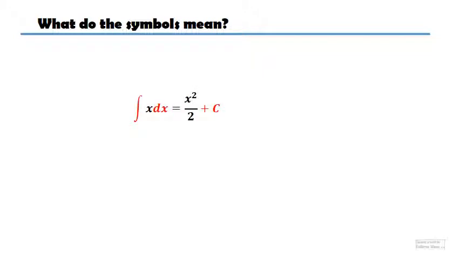Okay, so this is what we have. If I have the integration of x dx, it gives me x squared over 2 plus c. Think about it. If I make the derivative of this thing here, I am going to get x, because the 2 will go in front, cancel with the other 2, and I'll be left with the x. Wonderful. So what do the symbols mean?